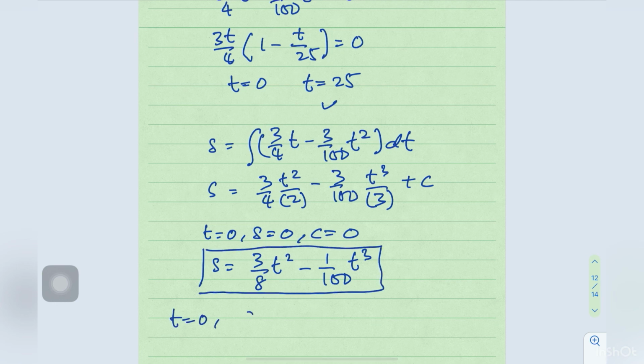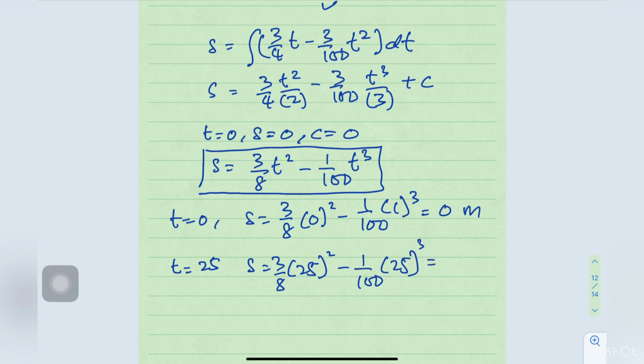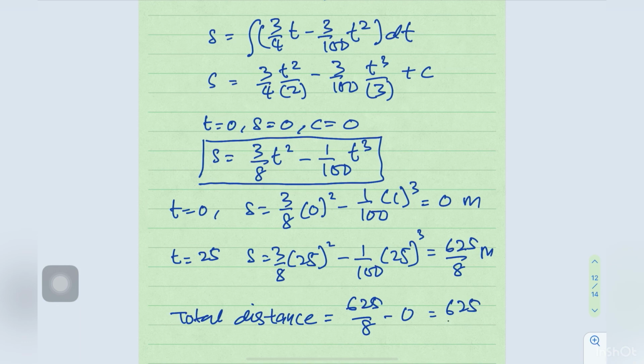Then when t equals 0, s equals 3 over 8 times 0 squared minus 1 over 100 times 0 cubed, which equals 0. And when t equals 25, s equals 3 over 8 times 25 to the power of 2 minus 1 over 100 times 25 to the power of 3. So this is 62 5 over 8 meters. Then the total distance by Azlan equals 62 5 over 8 minus 0, which equals 62 5 over 8 meters.